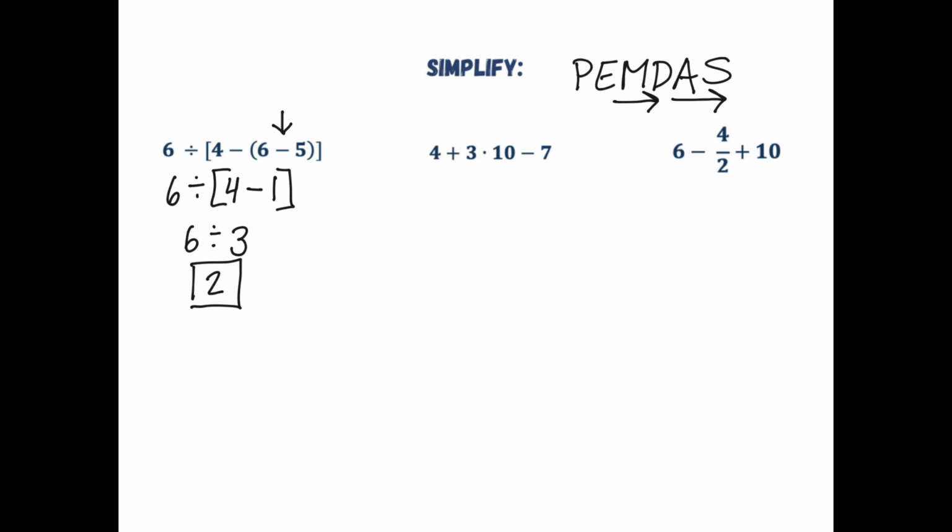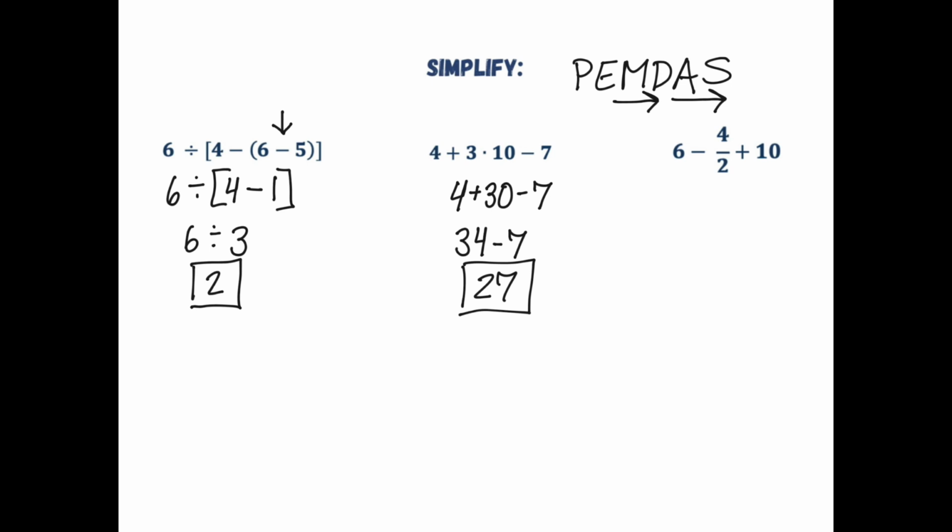In my next problem, I have addition, multiplication, and subtraction. We're going to multiply the innermost numbers first. So 3 times 10, and that equals 30. Then I bring everything else down. And now I have addition and subtraction, so I'm going to go left to right. 4 plus 30 is 34. Bring down the minus 7. And 34 minus 7, that's going to give me my very final answer, 27.